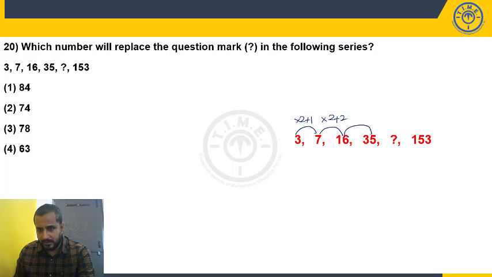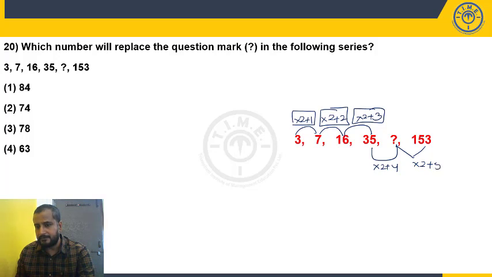What about here to here? 16 into 2 is 32, plus 3. Look at the pattern: into 2 plus 1, into 2 plus 2, into 2 plus 3. What can be next? Into 2 plus 4. If this logic is correct, next must be into 2 plus 5, and it should match with this. Into 2 plus 4: 35 into 2 is 70, plus 4, 74. 74 into 2 is 148, plus 5, 153.